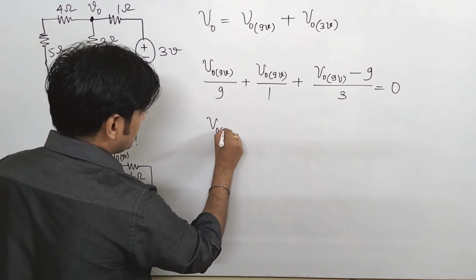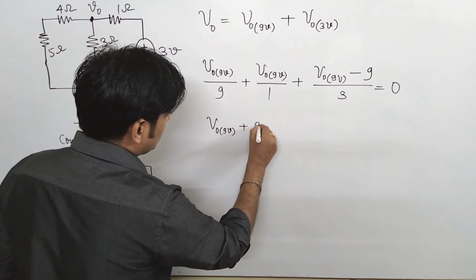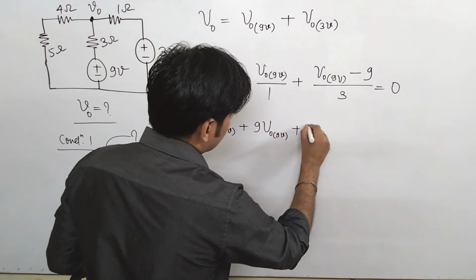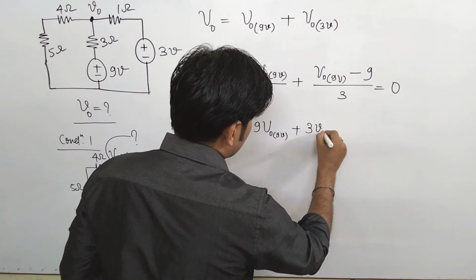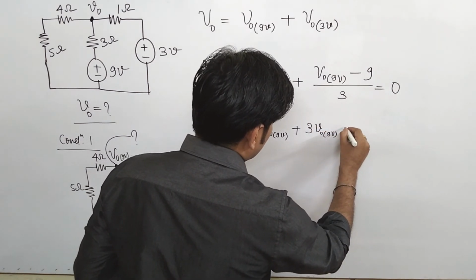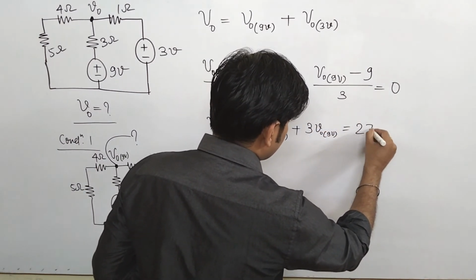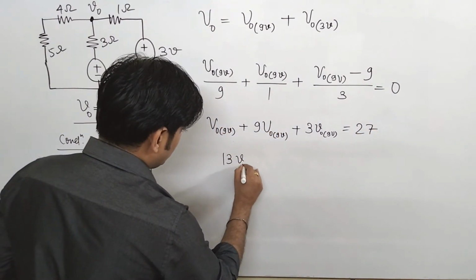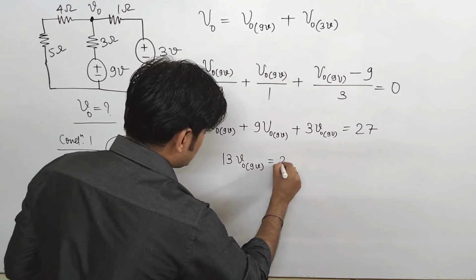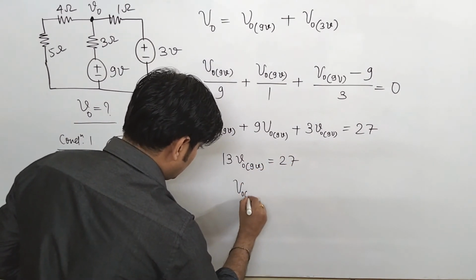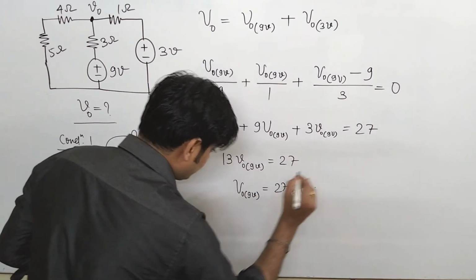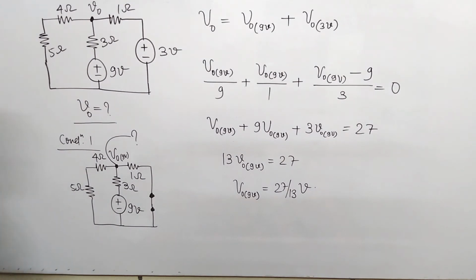It is V naught 9 volt plus 9 V naught 9 volt plus 3 V naught 9 volt, and that is equal to, I can directly write, 27. Okay, so how much is it? 1 plus 9 plus 3 is 13. The 13 of V naught 9 volt is 27, so V naught of 9 volt is 27 by 13 volt. This is our first value because of the presence of the 9 volt source. Okay.